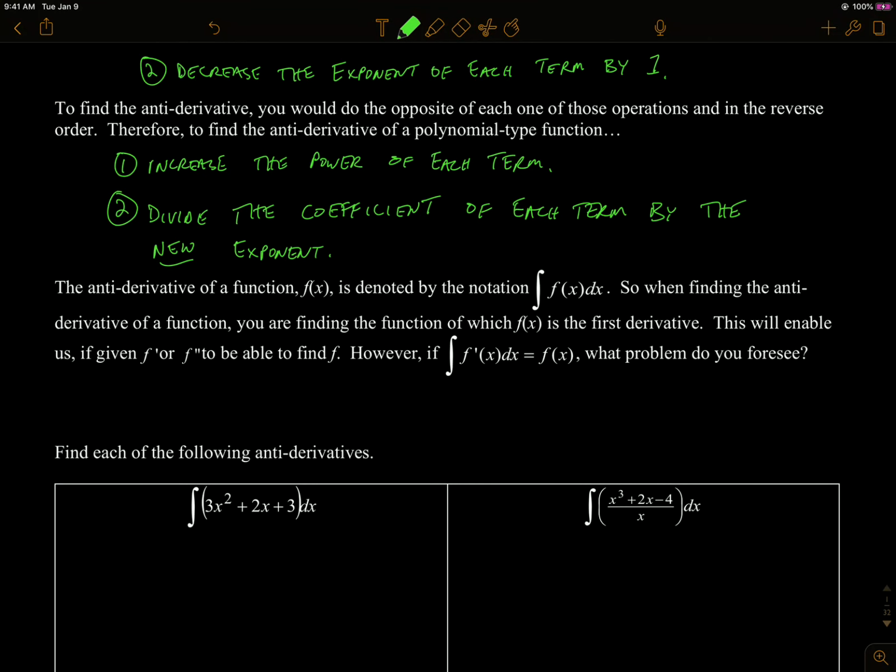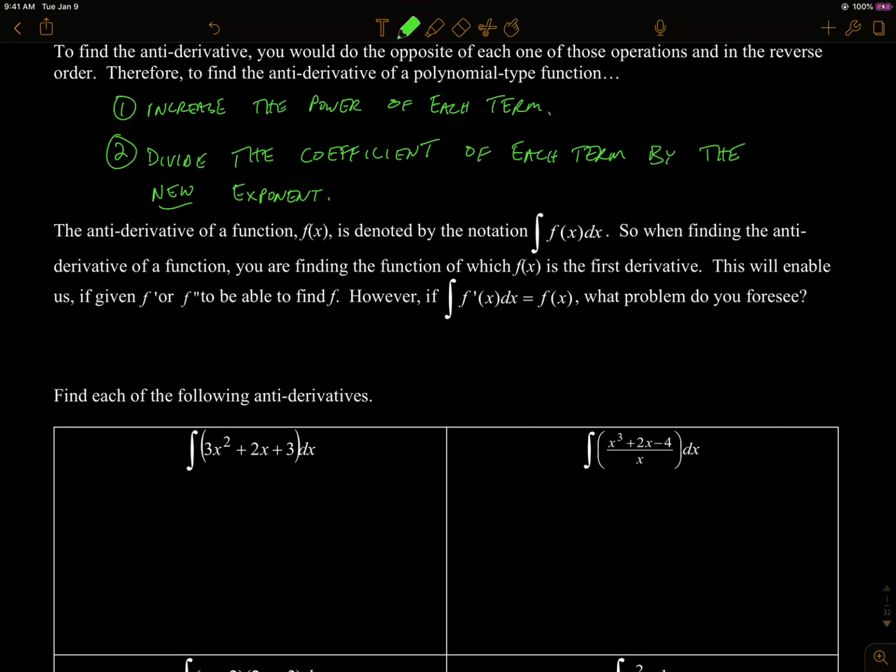So the antiderivative of a function f is denoted by the notation given here. When you're finding the antiderivative of a function, you're finding the function of which f of x is the first derivative. So you're finding the function for which this is the answer. This part here, the little squiggly symbol and the dx, that's notation. The function, which we call the integrand, that's the meat of the thing. That's the function there that you're trying to find out. What was the function that this is the derivative of?